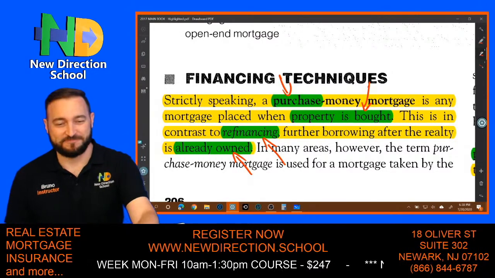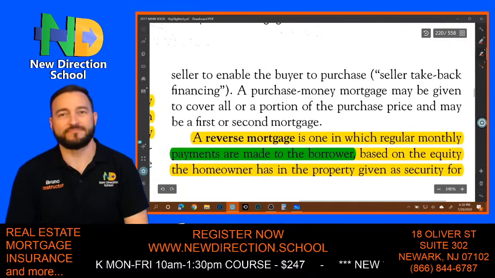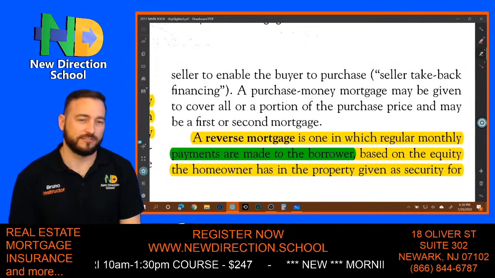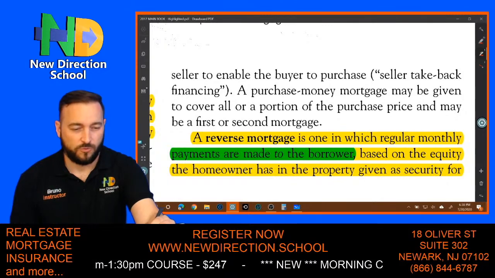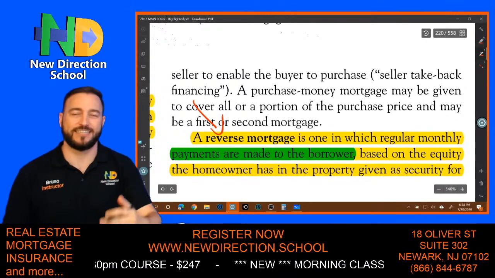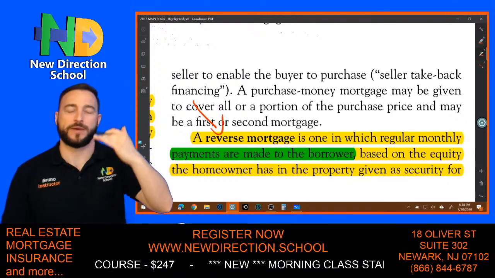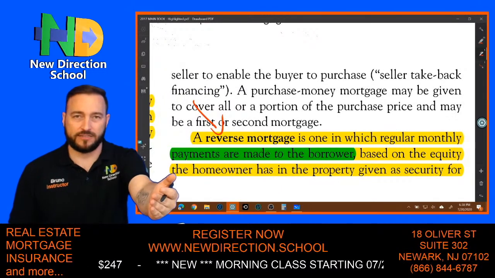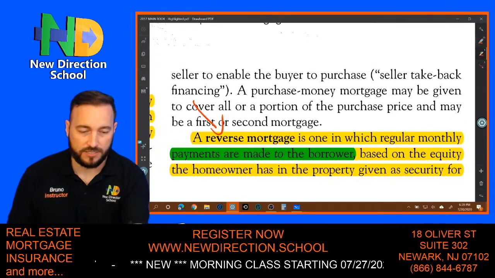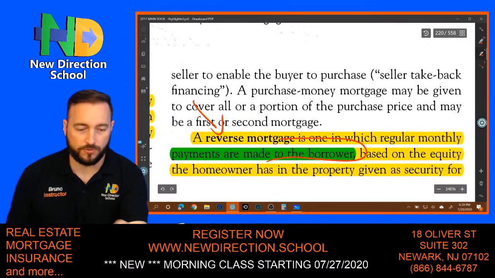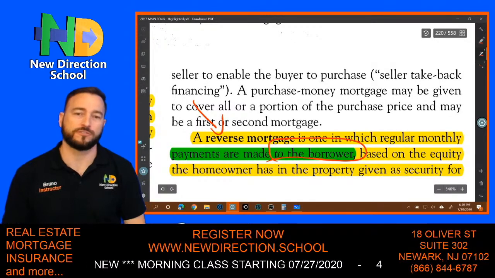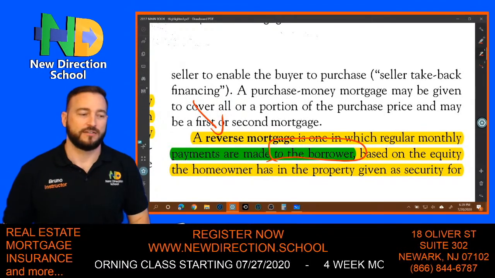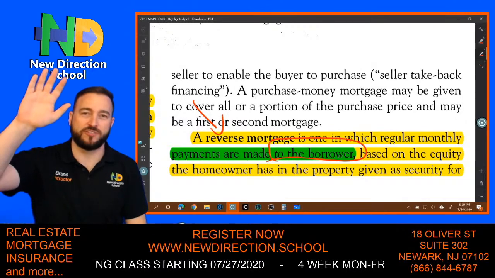All right, next. That was easy, right? Next, we got reverse mortgage. Now, this one's a little confusing. What is a reverse mortgage? As the name says, it reverts back to you. So instead of you making payments to the bank, the bank makes payments to the borrower. That's why it's called a reverse. You're not paying the bank, the bank's paying you, right? Who wants this type of loan? Raise your hand, let me see.